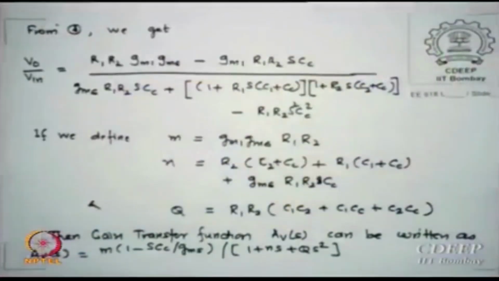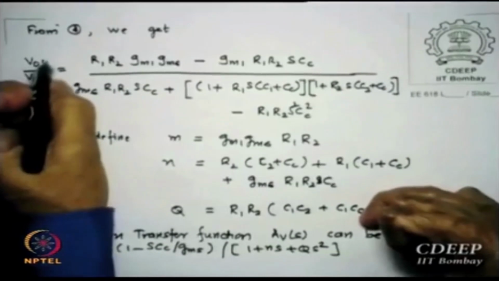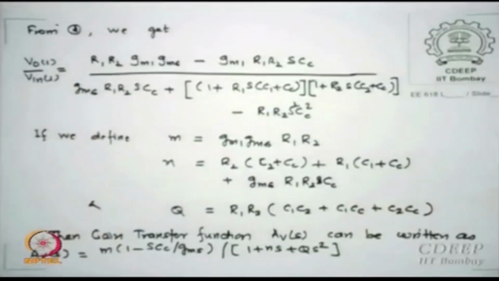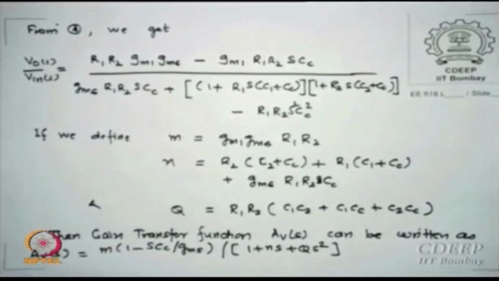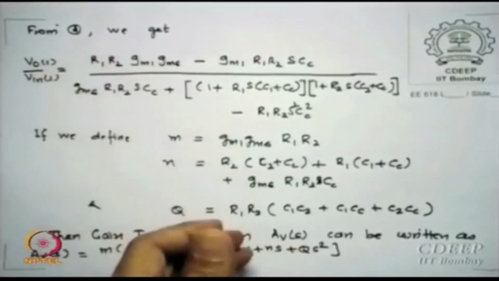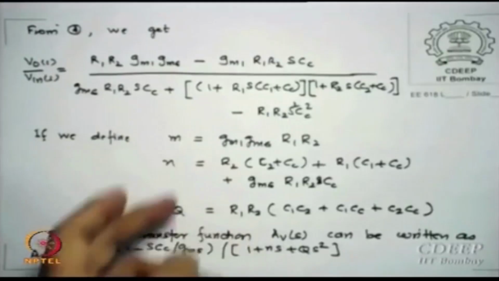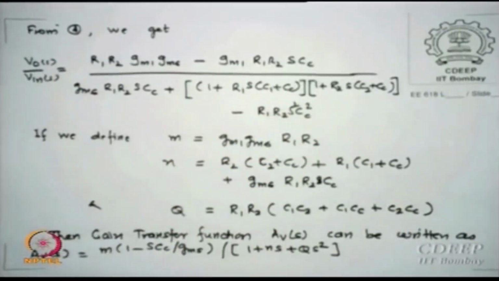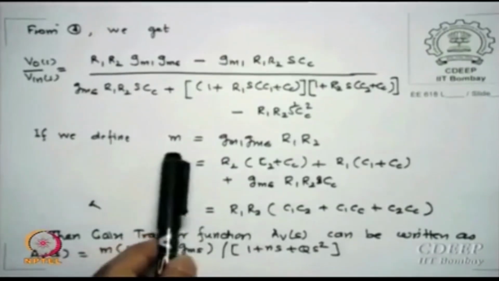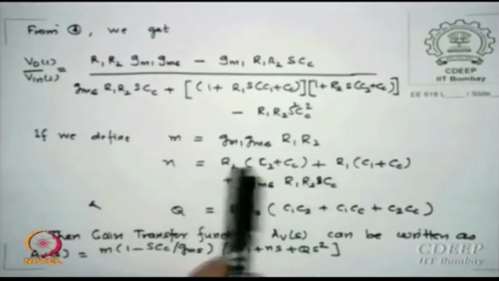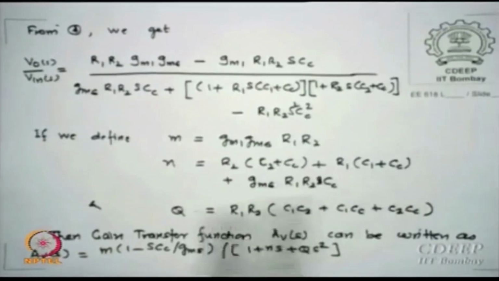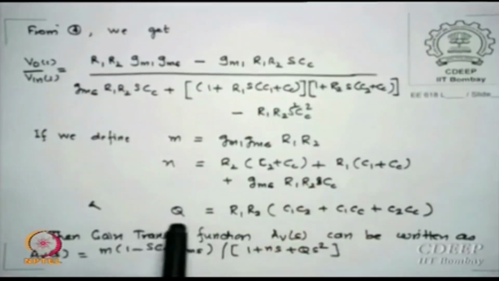Is that okay? So we get the transfer function of gain V0 by Vn, or to be precise, AVS, the transfer function. As most books do, I converted it to what the books give, so I made the constants as they have given in the expression, so that it looks identical to a second order system which many books actually describe. So we wrote M equal to GM1 GM6 R1 R2, N equal to R2 C2 plus CC R1 Cn plus GM6 this, oh there is no S here, and Q is R1 R2 C1 C2 C1 CC C2 CC.